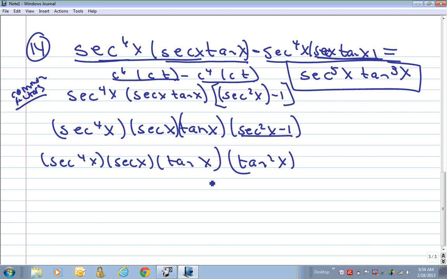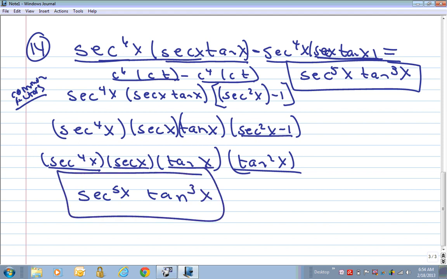All right, now let's combine things. I have a secant to the 4th and a secant to the 1st, so I have secant to the 5th. I think that's where I'm headed. I have a tan to the 1st and tan squared, so I have tan cubed. And I believe I have now verified this identity.